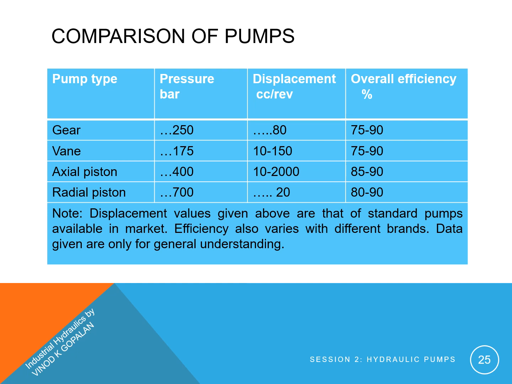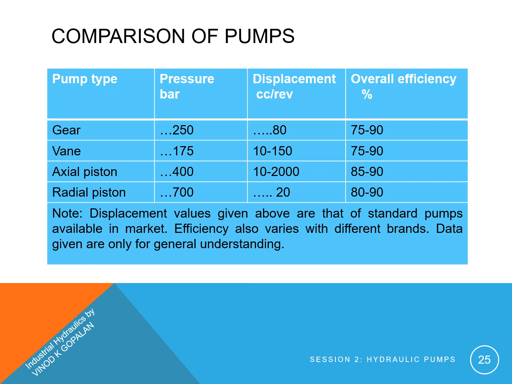Next, axial piston pump. It can take very high pressure up to 400 bar. Displacement is also very high, from 10 to 2000 cc per revolution, and efficiency is 85 to 90, which is also very good. Radial piston pumps can take extra high pressure up to 700 bar, but the displacement is very low, up to 20 cc per revolution only. Efficiency is 80 to 90%.